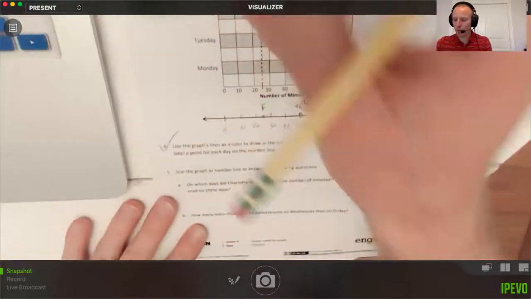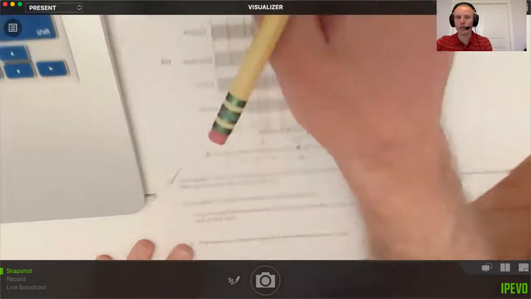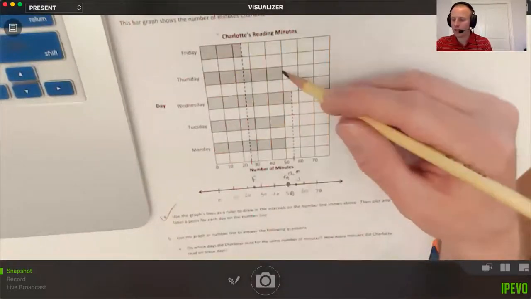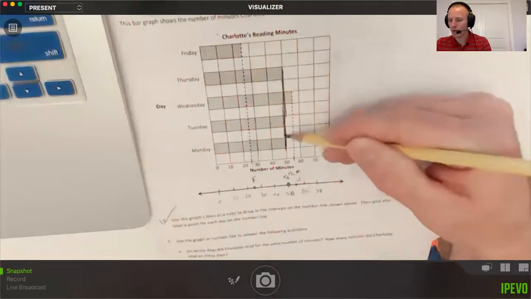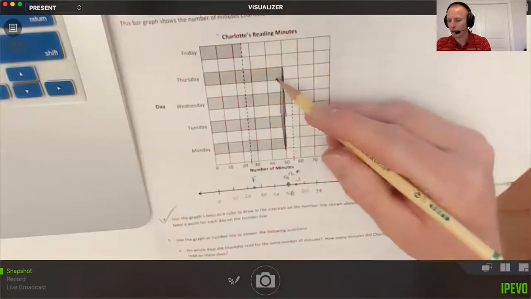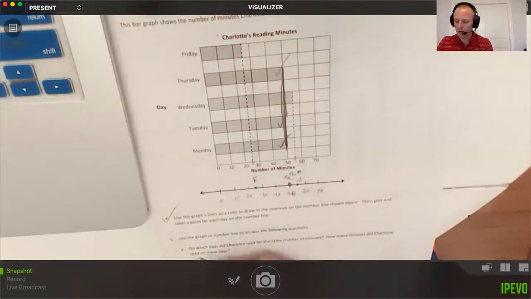Use the graph or the number line to answer the following questions. On which days does Charlotte read for the same number of minutes? How many minutes does Charlotte read on those days? So if we look back up here, we can see anytime that we're at the same point, that means she read the same amount of minutes. So on this day and this day, she read for 50 minutes. So that's Tuesday, Thursday, Monday. I said those in a weird order. She read for 50 minutes.